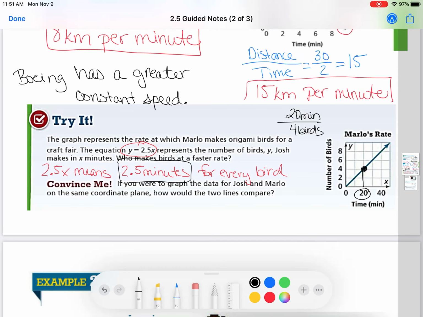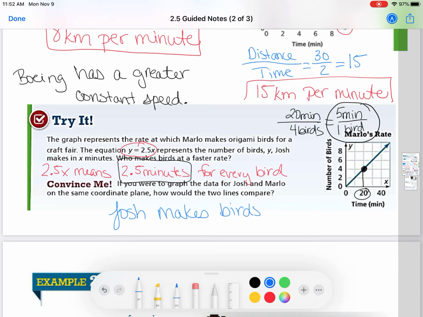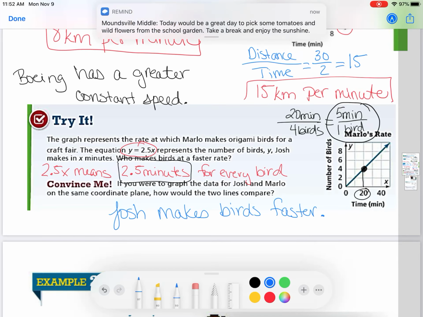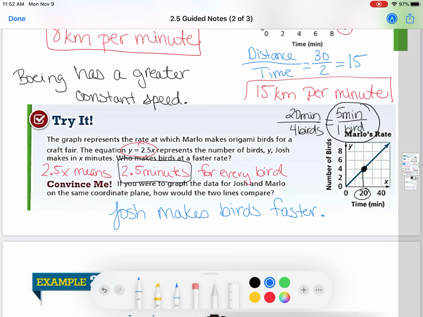Okay, so 20 minutes for every 4 birds. That reduces or divides to meaning every 5 minutes he makes 1 bird. Again, how I got that, all I did was divide 20 divided by 4. So that's what we know about Marlowe. It takes him 5 minutes to make 1 bird. So who makes the birds faster? That would be Josh. So Josh makes his birds faster. Just like that. Okay, so those are proportions. And again, that was example 1.